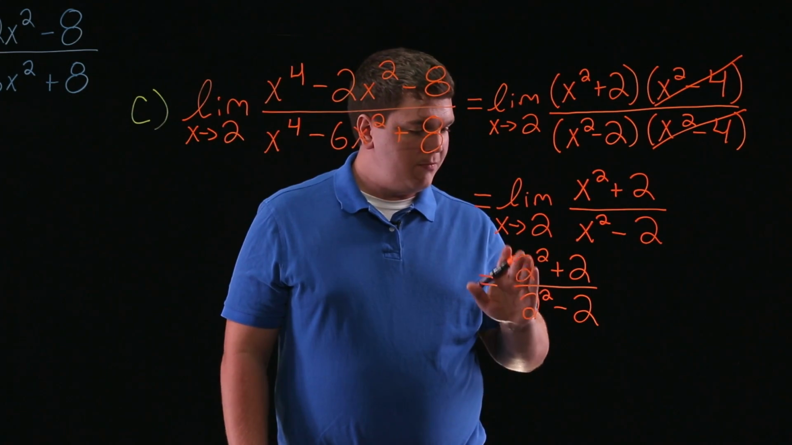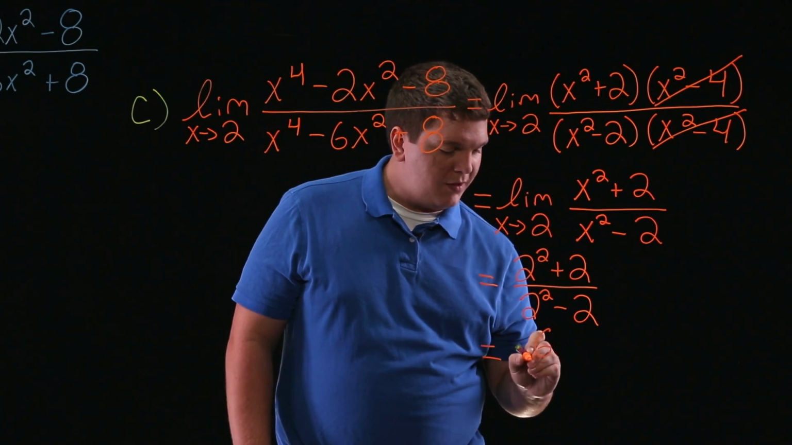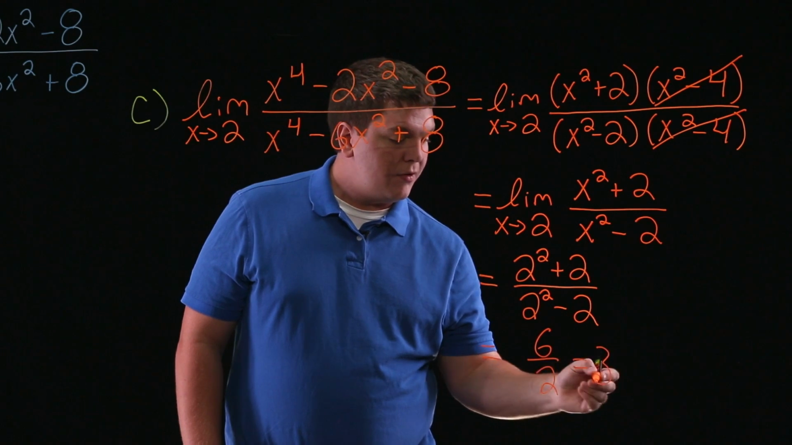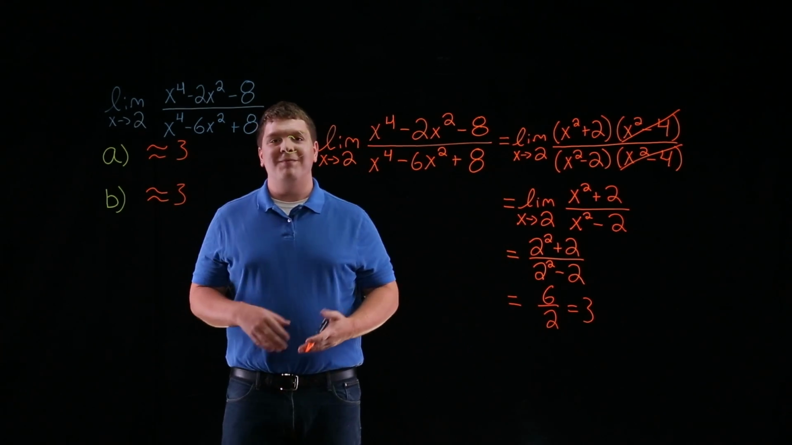Now what this is equal to is 6 divided by 2, which is equal to 3, which was exactly what we approximated the limit to be in parts A and B.